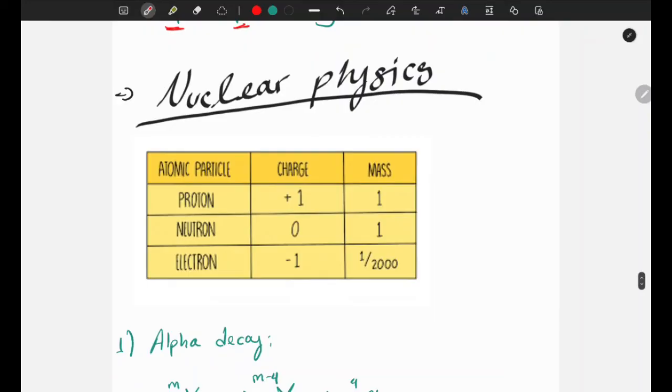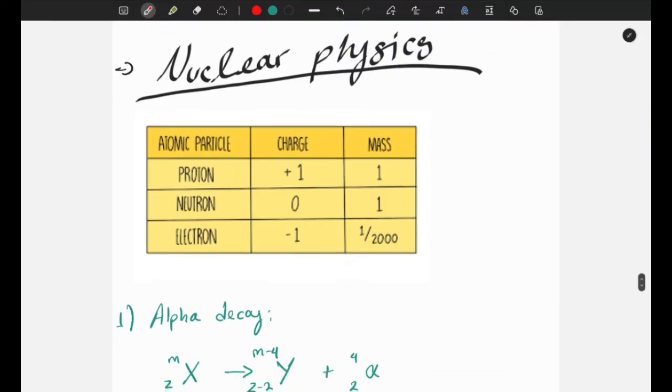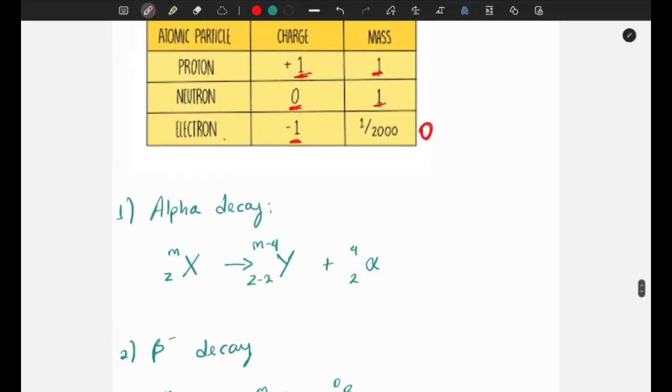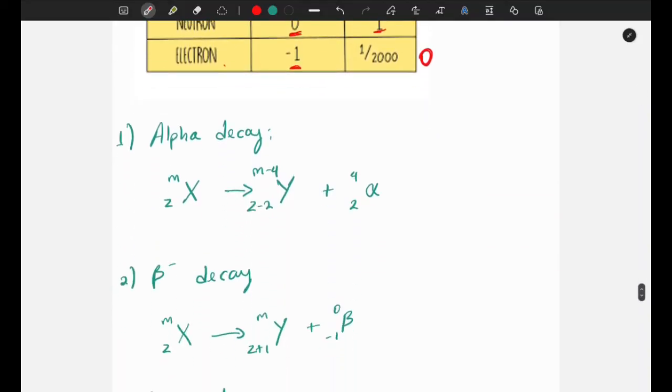Next topic, nuclear physics. In nuclear physics, we have to know the charges of the proton, neutron, and electron. Proton is +1, neutron is 0, and electron is -1. Proton and neutron have a mass of 1, but the electron has a mass of 1 over 2000, or sometimes you can just make it 0 because it's too small, so it's negligible. Next one, alpha decay.